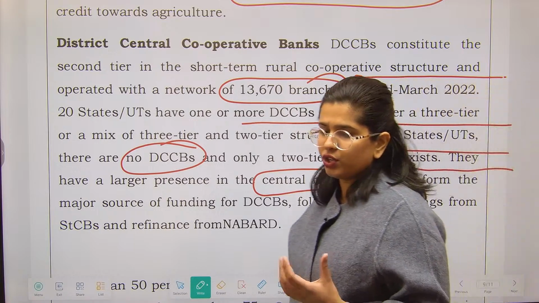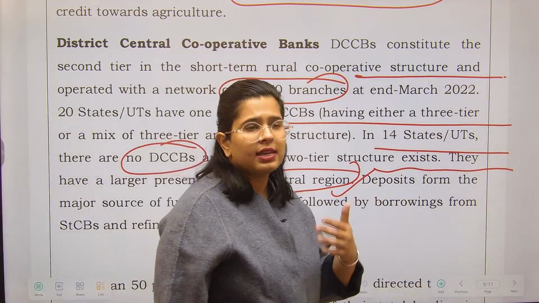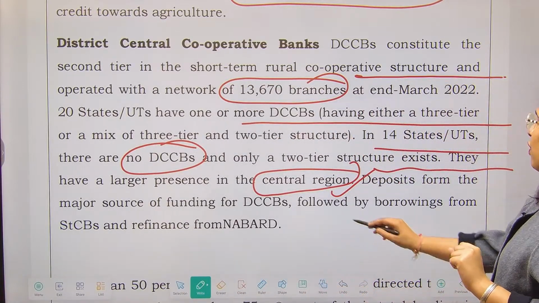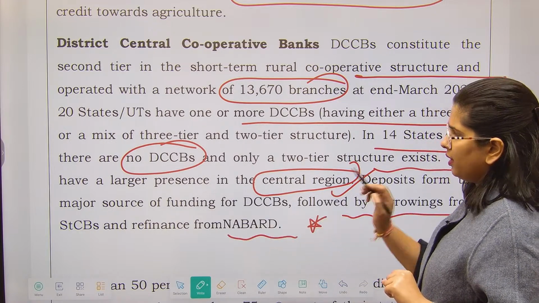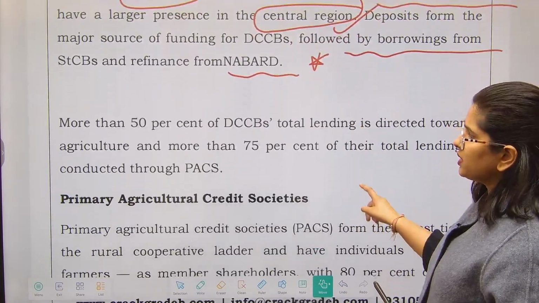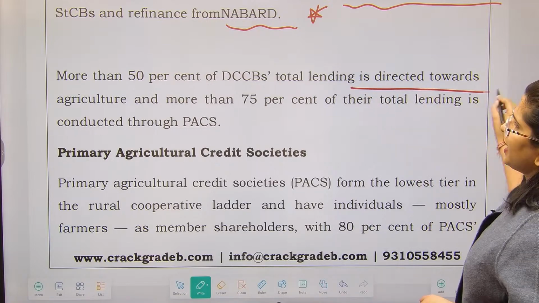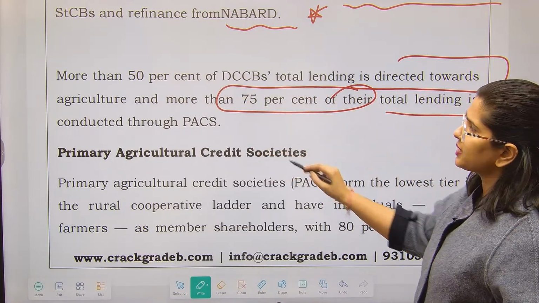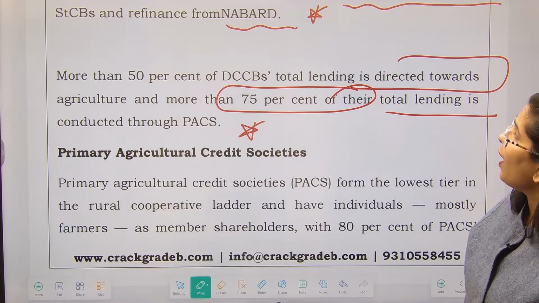In the 2-tier structure, you only have a state level cooperative and then primary agriculture credit society. This is the level that you have when you are having a 2-tier structure, right? And it is followed by the borrowings from the state cooperatives and the refinance from the NABARD. Okay. Now, more than 50% of district cooperative credit total lending is directed towards agriculture, and more than 75% of their total lending is conducted through the primary agriculture credit society. So this is how they operate.